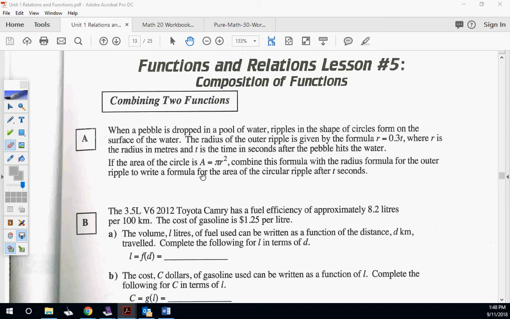Unit 1, Lesson 5, so we're doing composition of functions. I'm going to go over these word problems because these are applied. They're kind of nice to see why we want to do compositions. And then the last class is the investigation part, that part that kind of draws it out.